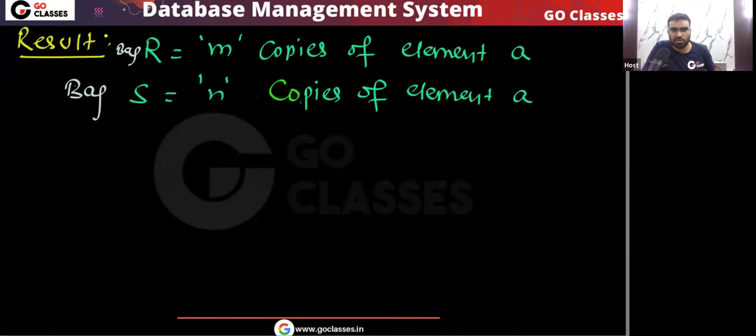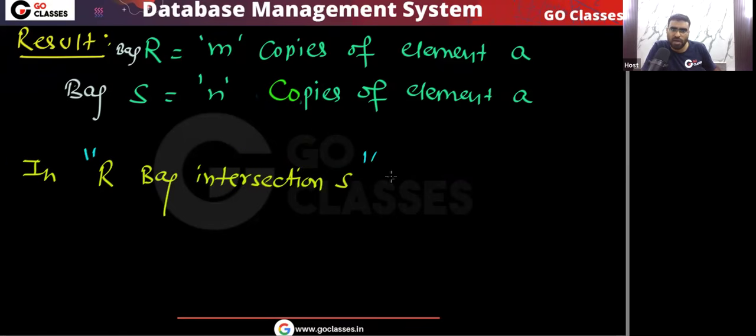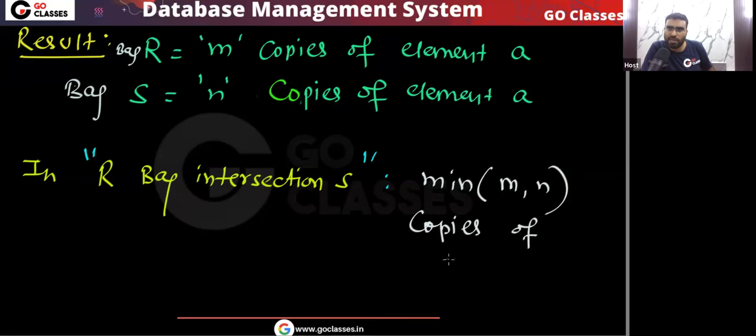Next, what about R bag intersection S? I am doing bag intersection, remember? Now you tell me, in this, how many copies of element A? Very good. You are doing the frequency intersection, so that will be whatever is minimum. Minimum of m comma n. These many copies of element A.